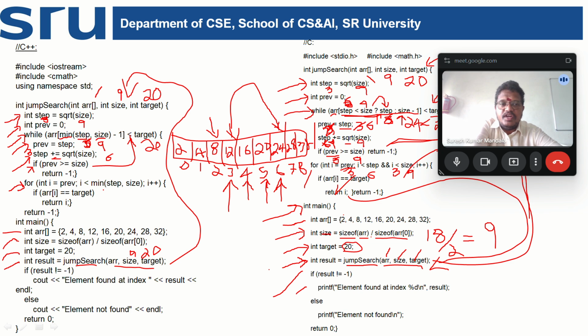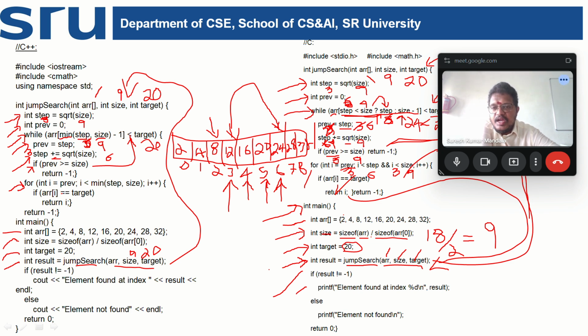The min is a predefined method present in C++, not in the C language. It takes two variables and returns the smaller, minimum value. In the step we have 6, and in the size we have 9, so the step, 6, will be returned. Minimum 6 will be returned. What is the I value we are having? 3. Is 3 less than 6? The condition is true. Then it will enter the if condition.